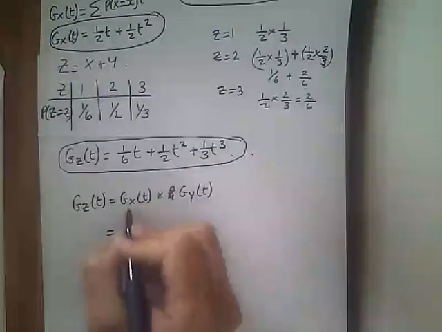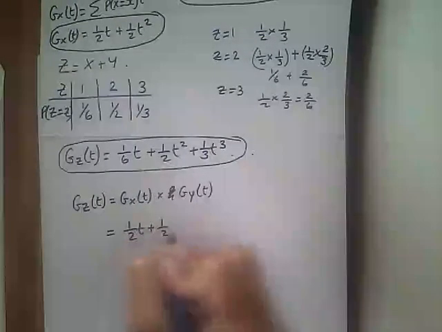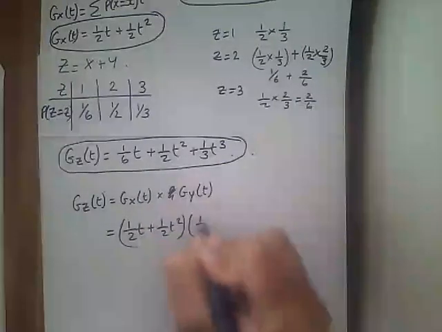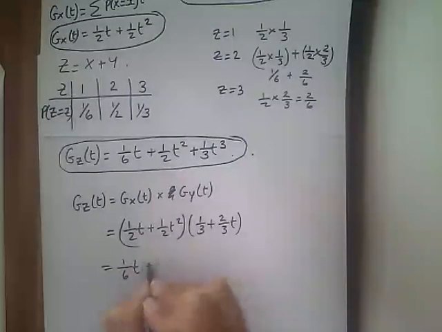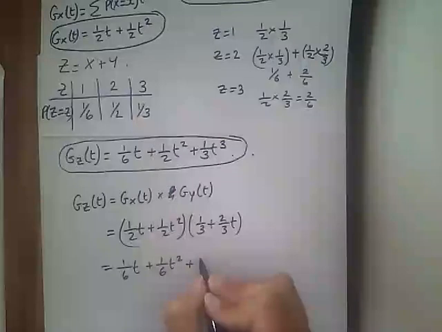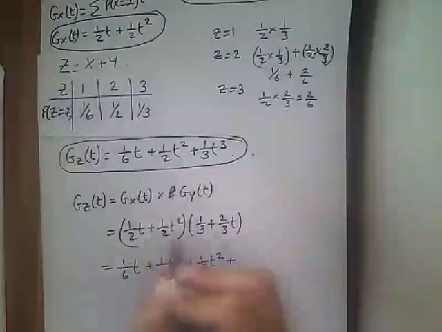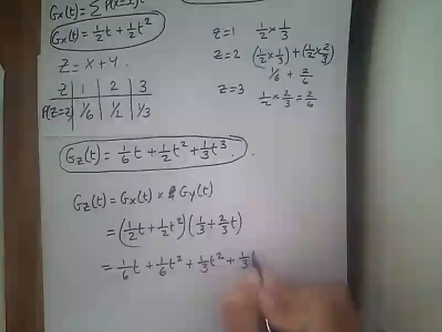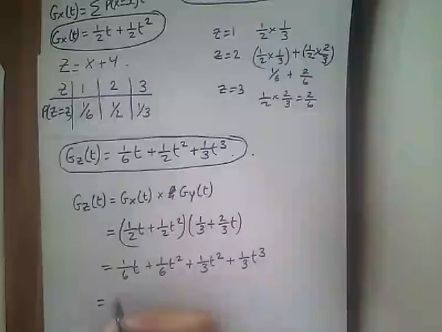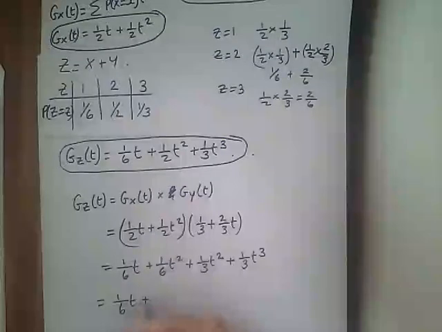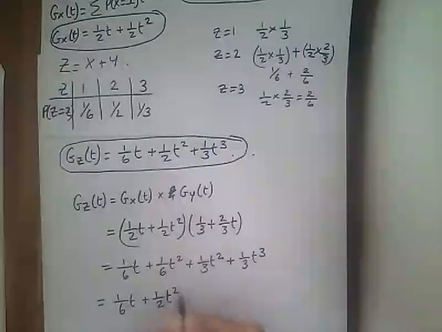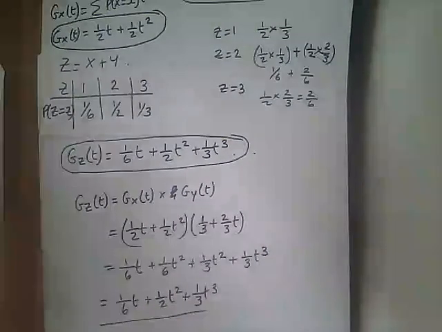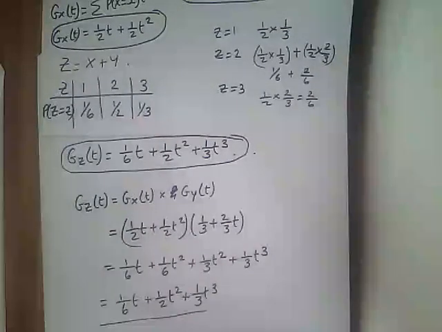So let's check. Here's our PGF of X, which is a half t plus a half t squared, and our PGF of Y is a third plus 2/3 t. If we expand those, we get a 6th t plus a 6th t squared plus a third t squared plus a third t cubed. And if we tidy that, we get a 6th t plus 1/6 plus 2/6, that's 3/6, a half t squared, plus a third t cubed, and that is what we got up here. So happy days, it works. That's me showing you that it works.